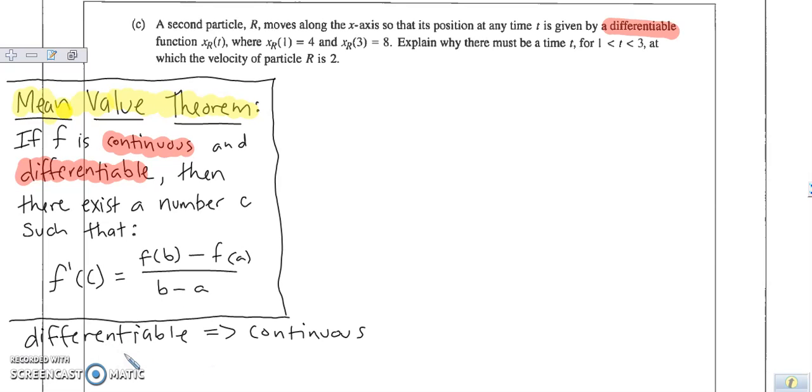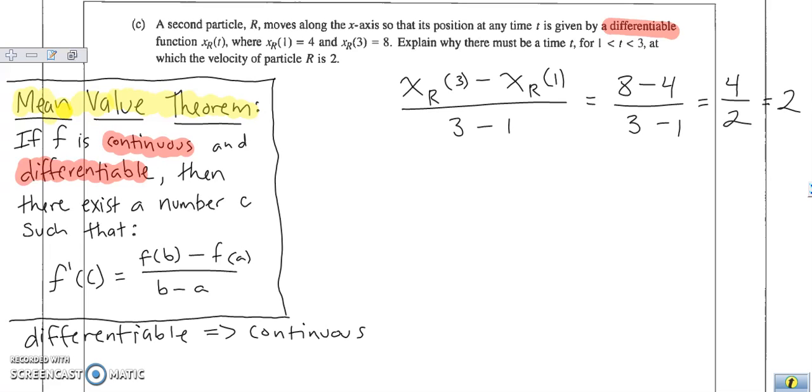If a function is differentiable, you know that it's continuous. However, if a function is continuous, you don't know if it's differentiable. That doesn't necessarily say that it's also differentiable. So by this differentiable, we know that we can apply the mean value theorem. So we just go ahead and apply it. You just get the values pretty much directly from the problem. So you just do 4 minus 0 over 3 minus 1, 4 over 2, and we get 2.